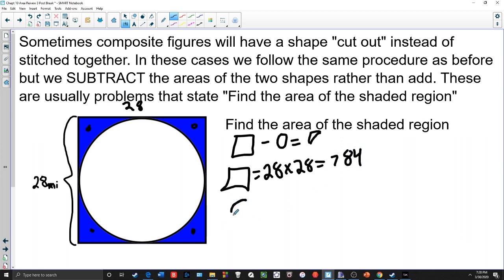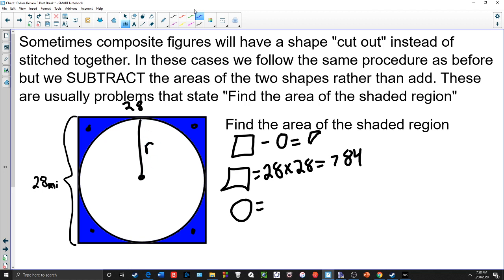So now we need the area of the circle. Circle is pi r squared. Now this is where we have to be careful. We are not given the radius of the circle. In fact, we're not given anything about the circle. So I need to figure out how big this distance is right here. That's my r. I need to figure out how big that length is here. Once again, use the shapes around you to help.